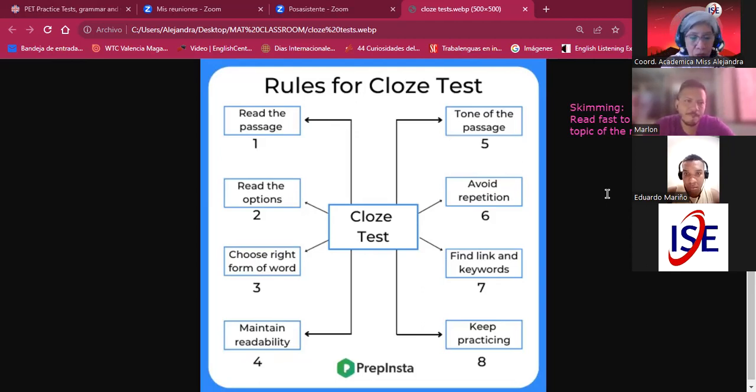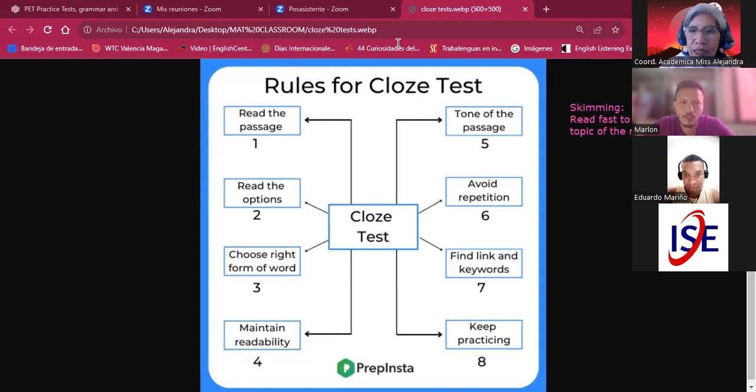Next week, I'm going to work with writing articles, and the other week writing essays. The next 4 weeks is going to be about writing, the characteristics of the different kinds of writing you might be asked in the Cambridge test. Okay, so we have skimming: read fast to get an idea about the topic of the material.